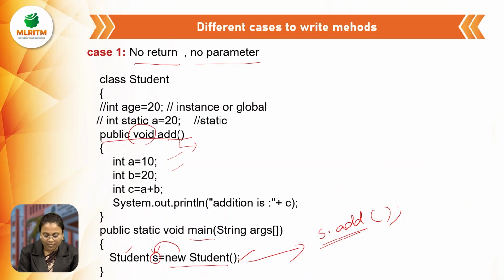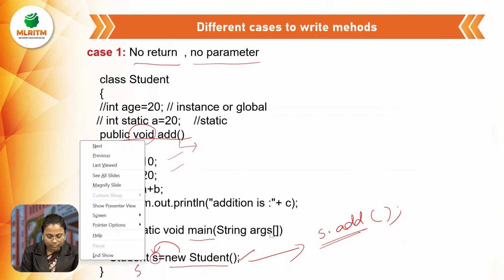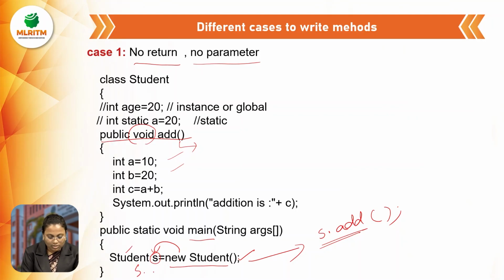So what is the method I have? s dot add. If I invoke this add method with the help of an object, the JVM will check whether the add method is present in this Student class or not. It checks, yes, the add method is present. It will execute the code written inside this method, and under this, System.out.println addition is C. Inside C we have 30.